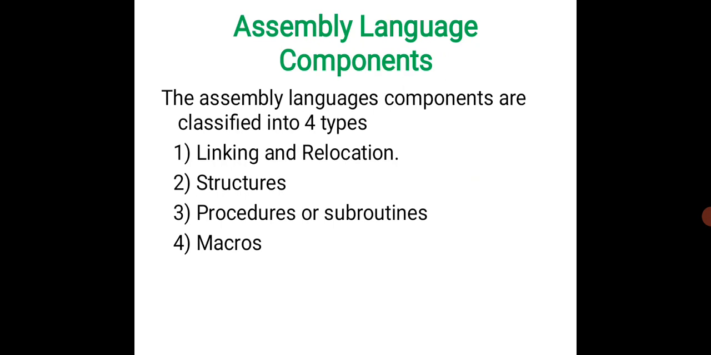So, what are the assembly language components? We have four components, classified into four types: linking and relocation, structure, procedures or subroutines, and macros.